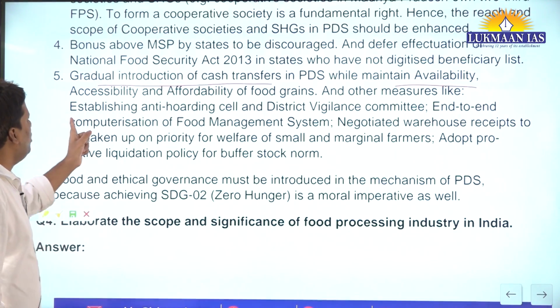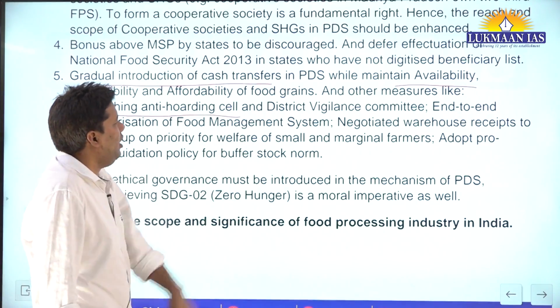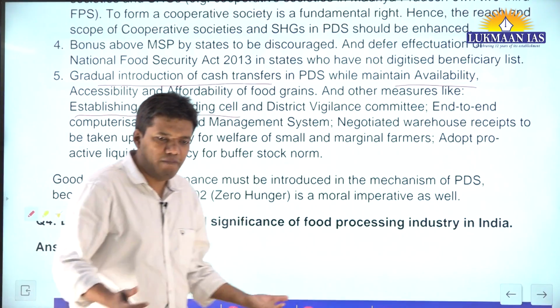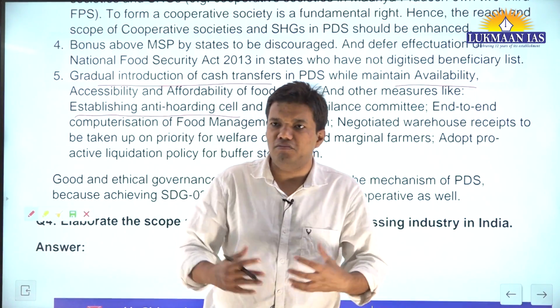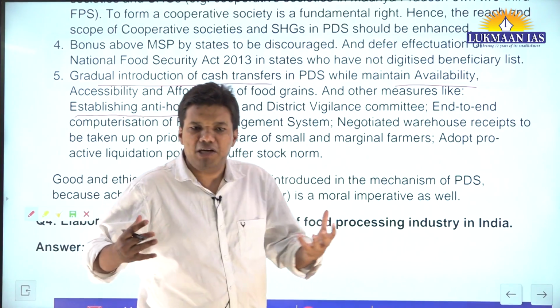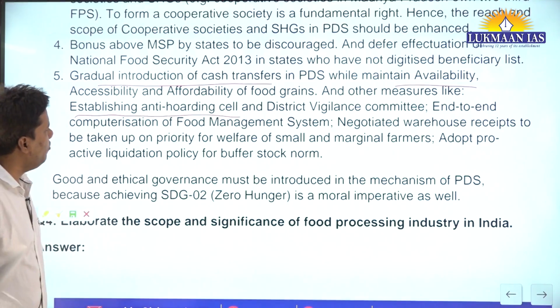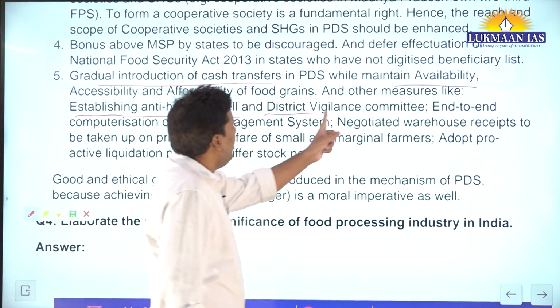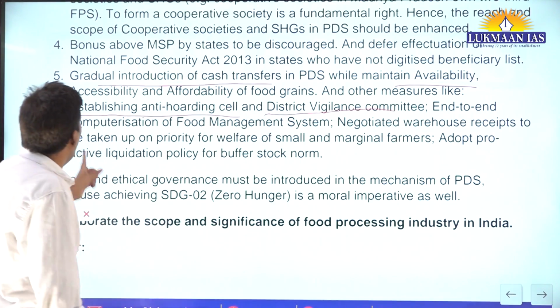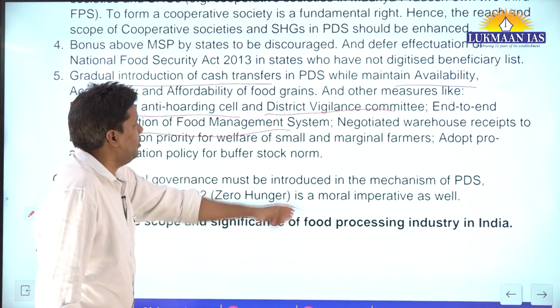And other measures like establishing anti-hoarding cells. Anti-hoarding cells, because black marketers are there, so they try to increase the price of important goods. District Vigilance Committee, end-to-end computerization of the food management system. Okay.